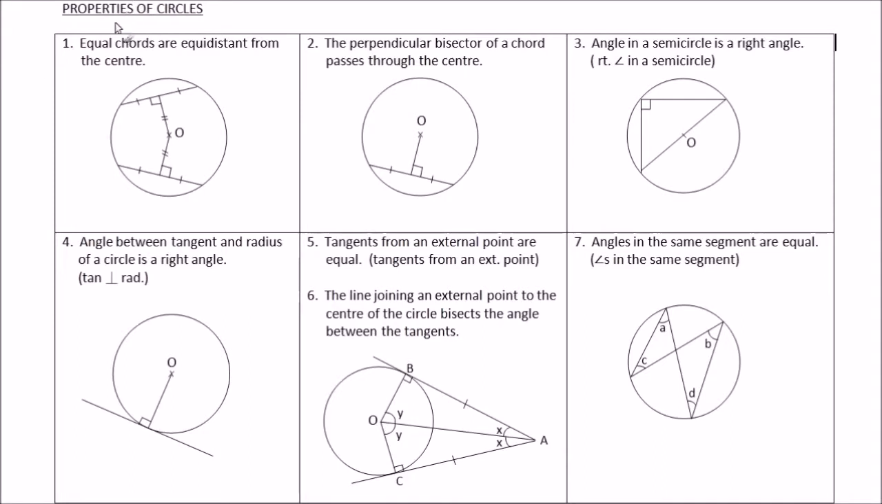Hi, in this lesson we learn about the properties of circles. The first property states that equal chords are equidistant from the center. These two lines are chords of the circle. If they are equal in length, then their distance from the center will also be equal. By distance we mean the perpendicular distance from the center to the chord.